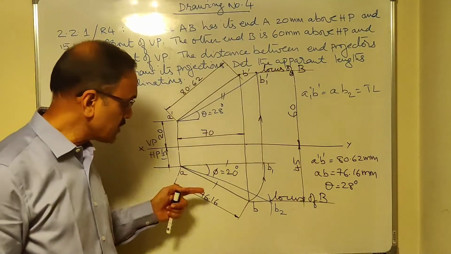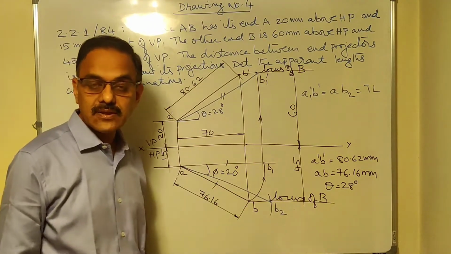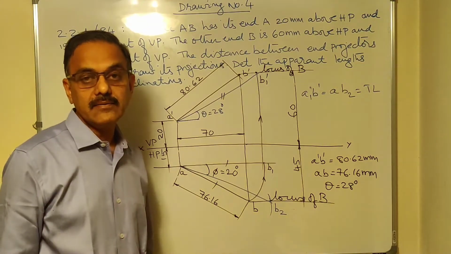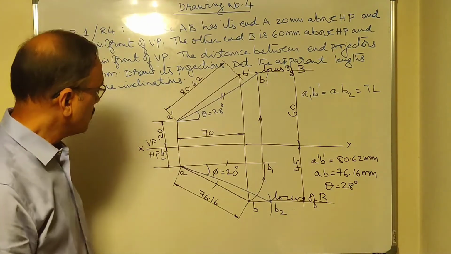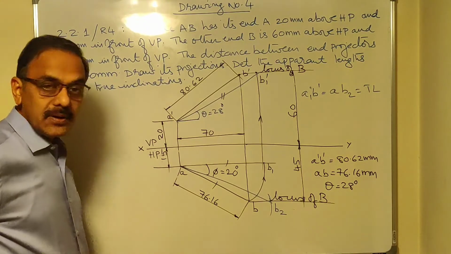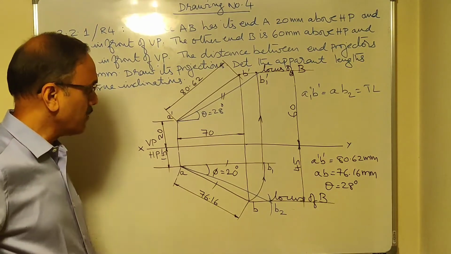Even if it is some fraction, even if you get some 20.6 or something, it will be rounded off to 20. So that is how you can complete this problem. It's a simple problem, okay?